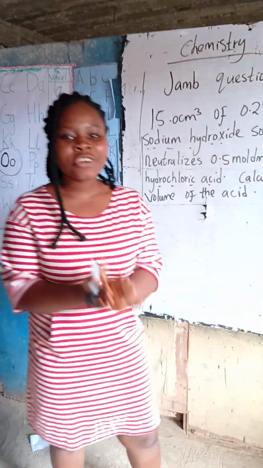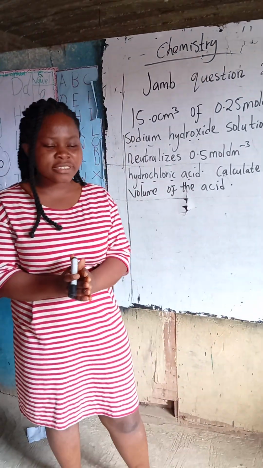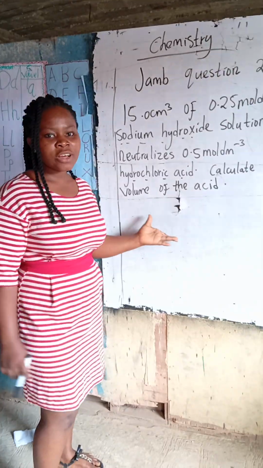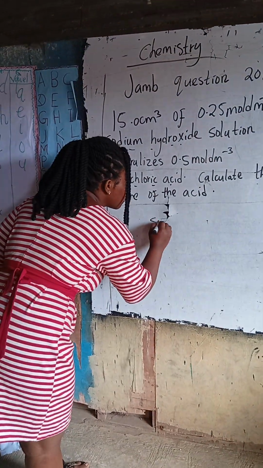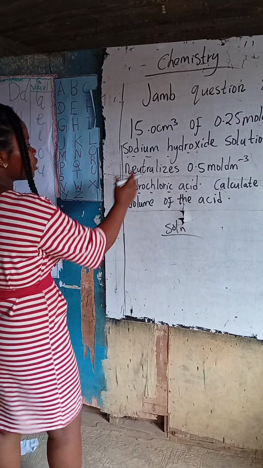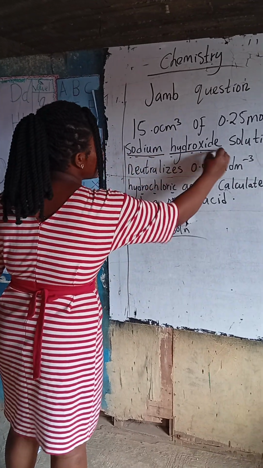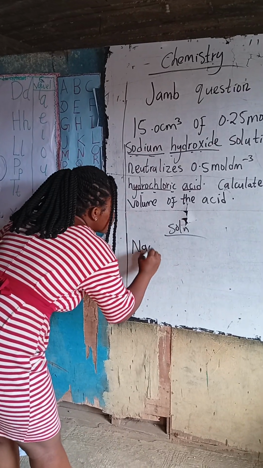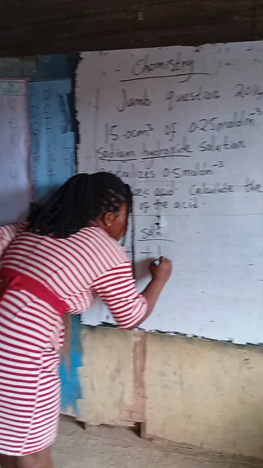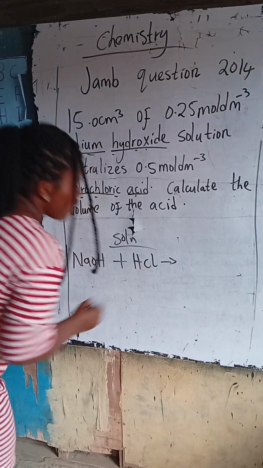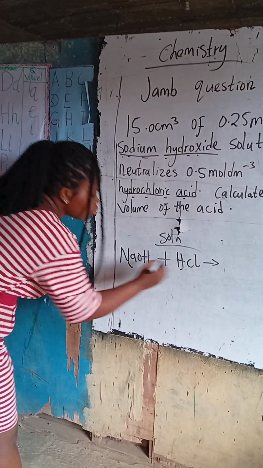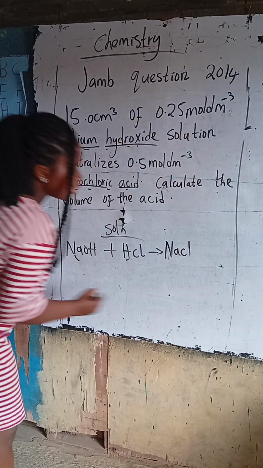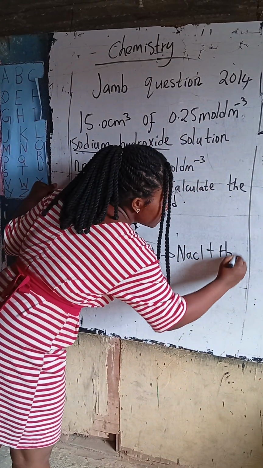How do we do this? The first step to take is to write the balanced chemical equation for your reaction. So let's write down the balanced chemical equation. So from the question, it says sodium hydroxide reacts with hydrochloric acid. Sodium hydroxide plus hydrochloric acid. Now, when sodium displaces hydrogen, it reacts with your chlorine to give us sodium chloride plus water.